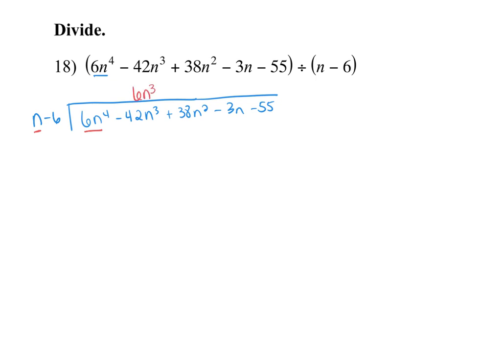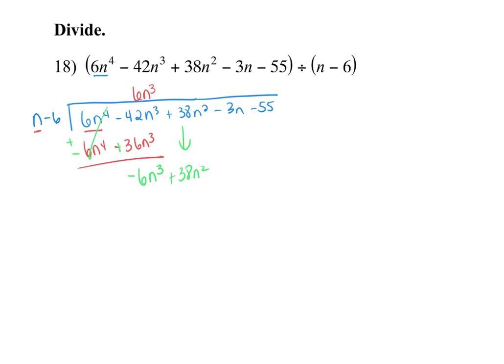I would multiply that by 6n cubed. And then you just distribute 6n cubed times n, 6n cubed times negative 6. And then remember, you are subtracting, so that is adding the opposite here. Those cancel. Then I have negative 42 and positive 36. That's going to give me a negative 6n cubed. Bring down your 38n squared and do the whole process again.